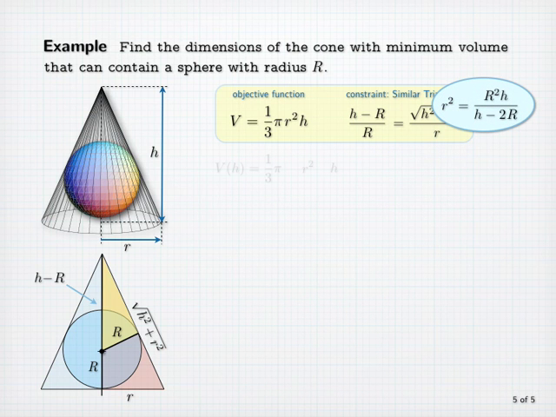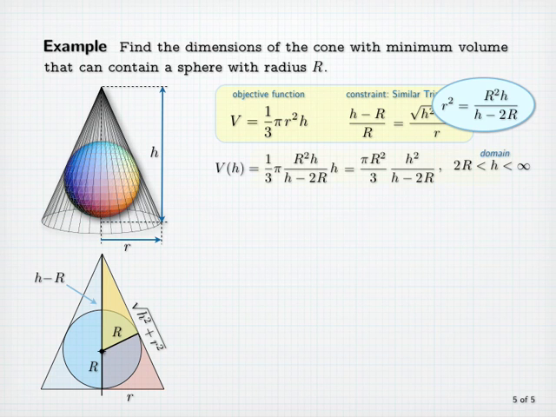So now we substitute that expression for r squared into the volume formula to obtain the volume as a function of h alone. Its domain is all h greater than 2r, that is, all h greater than the diameter of the sphere. Next, we compute the derivative using the quotient rule.